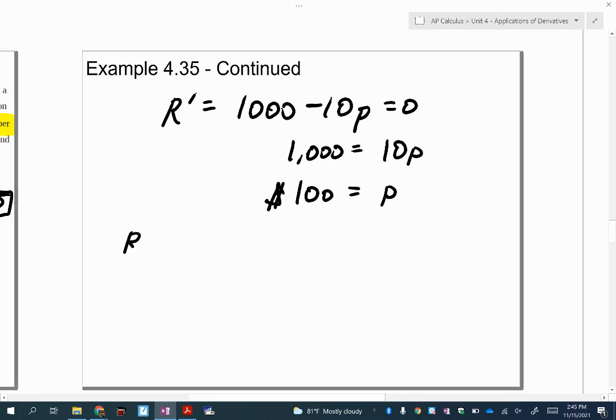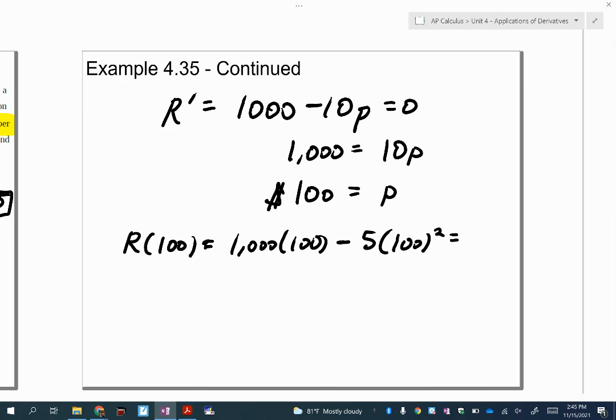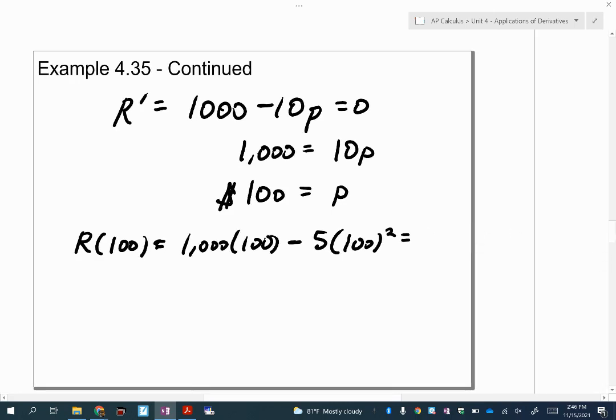So let's evaluate the revenue function at 100. That's going to be 1,000 times 100 minus 5 times 100 squared. And that's going to be a revenue of $50,000.